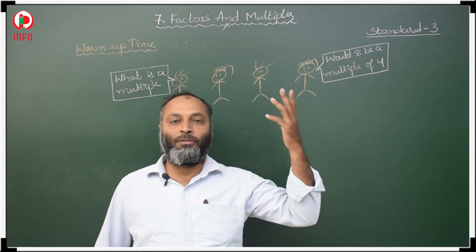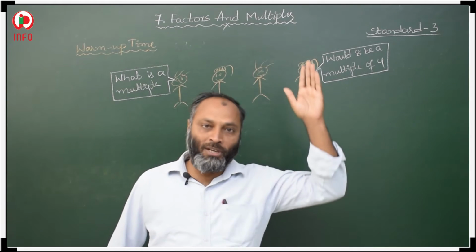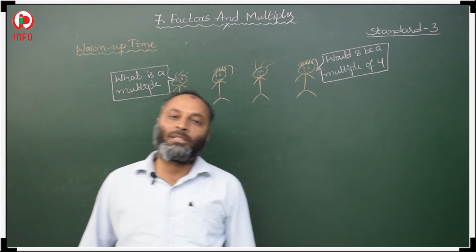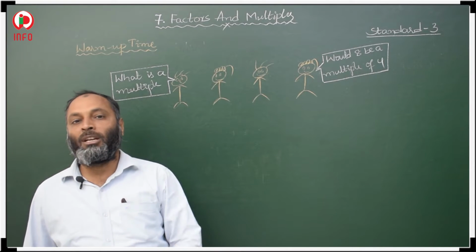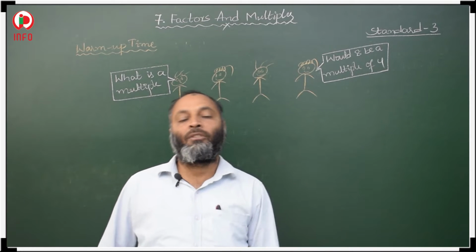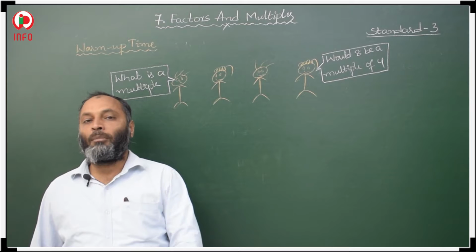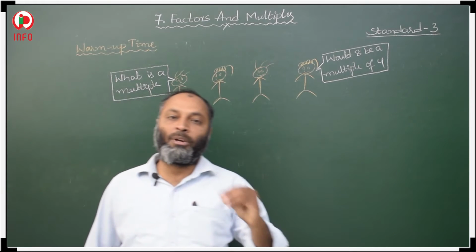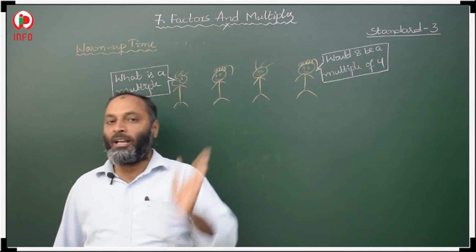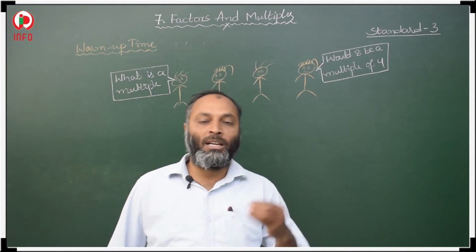4 1s are 4, 4 2s are 8, 4 3s are 12, 4 4s are 16, 4 5s are 20. Whatever is in the 4 table, that product is our multiple. All are multiples of 4. 4 multiples means 4, 8, 12, 16, 20, 24, 28, 32, like this. Multiple means, in a particular table, whatever the product comes after the multiplication, all those products are our multiples.